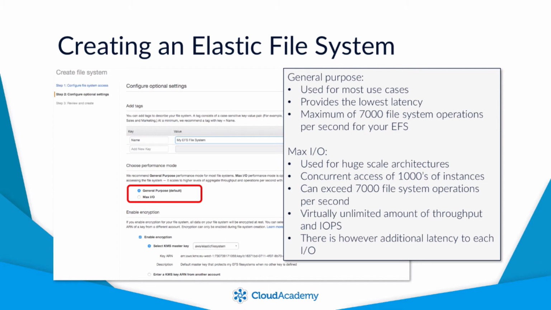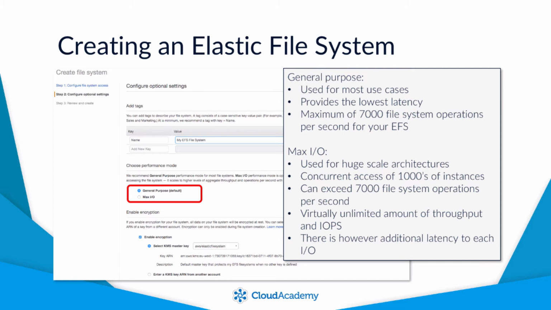The best way to understand which performance option you need is to run tests alongside your application. If your application sits comfortably within the upper limit of 7,000 operations per second, then general purpose will be best suited, with the added plus point of lower latency. However, if your testing confirms 7,000 operations per second may be tight, then select max IO.